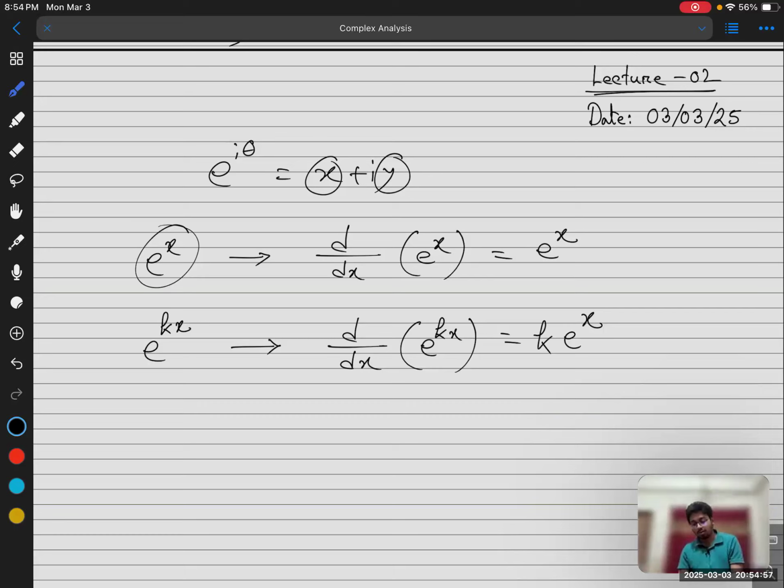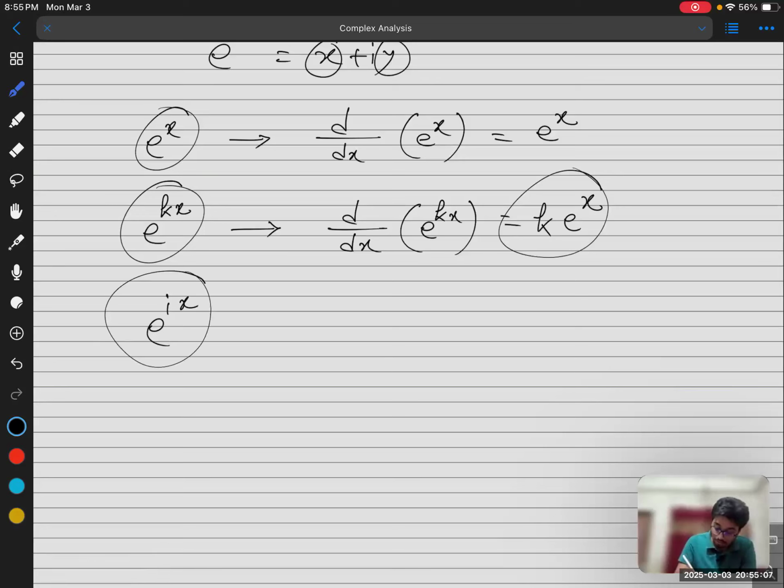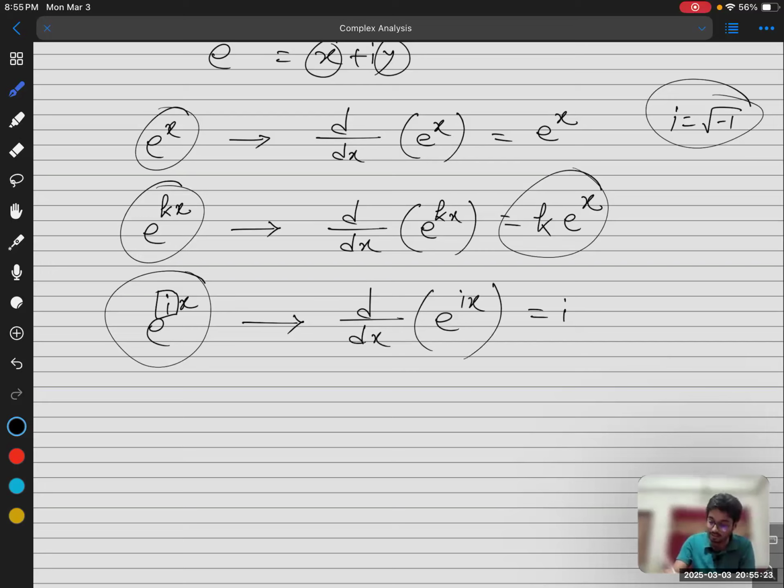So this is an important function, and its derivative is also important, because for the time being we are considering e to the power ix as a function, where we are considering i as a constant. Yes, obviously i is basically root over -1, so it's a constant. So this obviously holds the same property, that is d dx of e to the power ix will lead us to i times e to the power ix. So how can we derive the Euler identity using these three ideas?